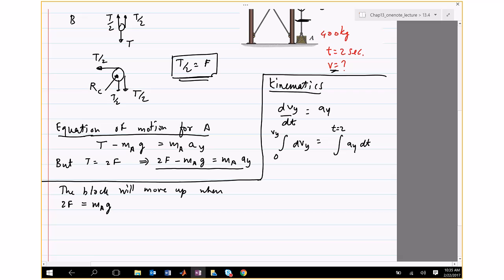Before that, it will not move up, but it takes some time for the force to become equal to m_A times g. So you've got to first find the time it takes for the force to become equal to m_A times g, and then change the limit here to correspond to that time. So what we're going to do is find what F is. 2F is m_A g, so F is mass, 400, times 9.81 divided by 2.